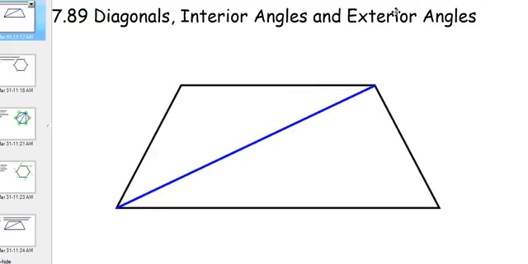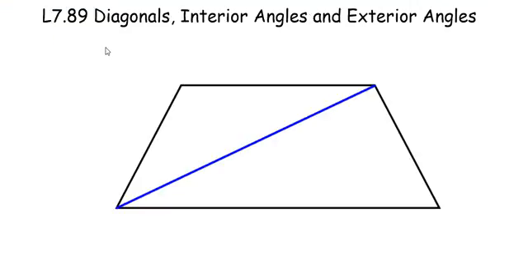All right, today we're looking at the idea of diagonals and how that can help us understand interior angles and exterior angles found within different types of polygons. So first of all, what is a diagonal? A diagonal, of course, is a line that starts at one vertex and goes to another vertex, but it doesn't touch an adjacent vertex such as here or here.